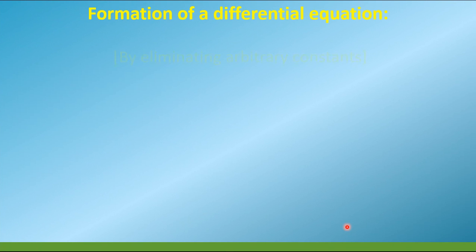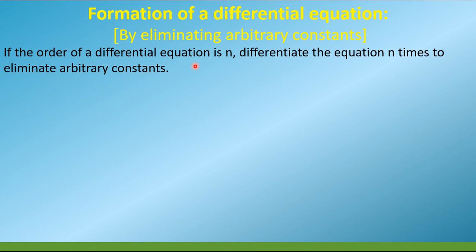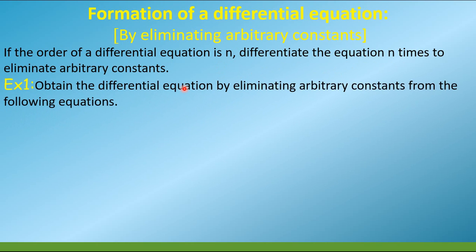Now how to form a differential equation? The process is by eliminating arbitrary constants. So if the order of a differential equation is n, then you have to differentiate the equation n times to eliminate the arbitrary constants. Means if it contains two constants, you have to differentiate twice. This is the first example. y is equal to a e raised to 3x plus b e raised to minus 3x. Famous example. It contains two constants a as well as b. We have to eliminate them.